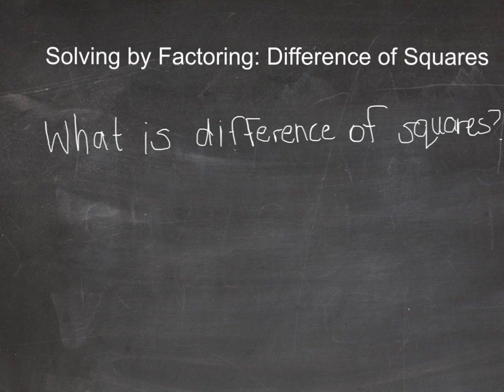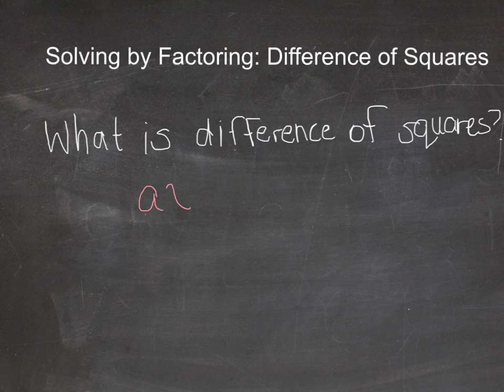So this video is another video that has to do with factoring, solving equations by factoring. This one deals with a special case called the difference of squares. What that looks like is we don't have a b term.